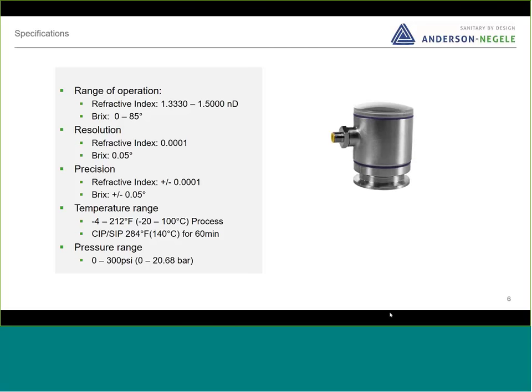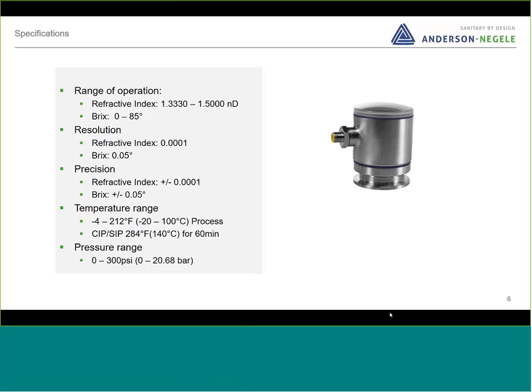Resolution is how many increments we can get: 0.001 for the refractive index, and in the case of Brix, that will be 0.05 degrees Brix. Precision or accuracy is the same as resolution. So as much as this device can give you in resolution, it's also going to provide in accuracy. So again, Brix to plus or minus 0.05 degrees.